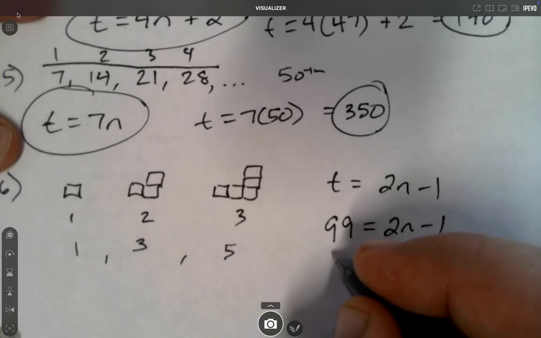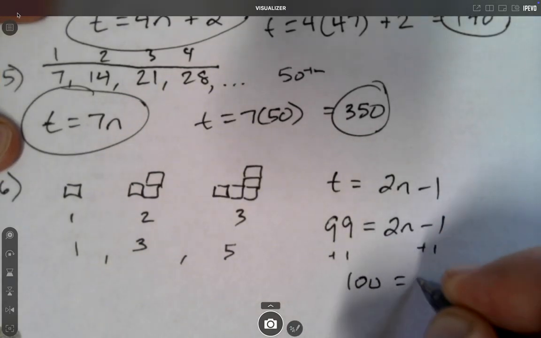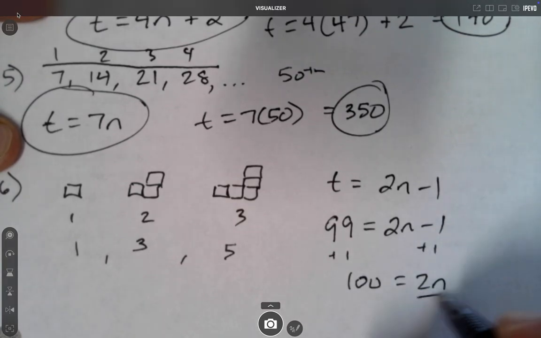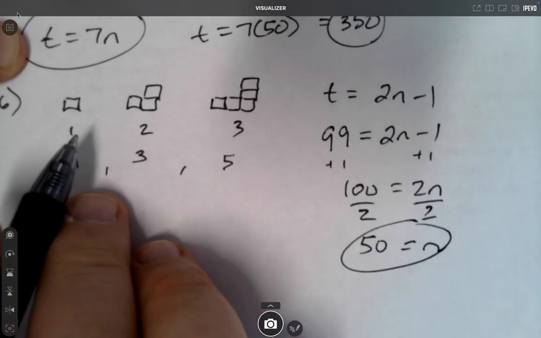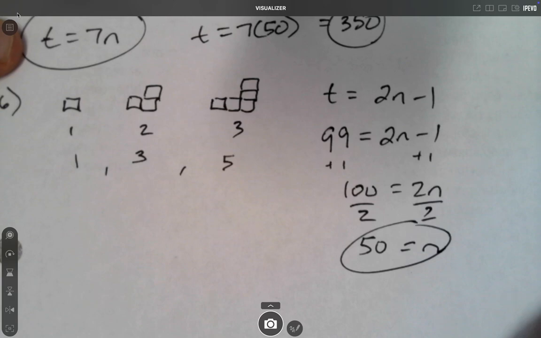We add 1 to both sides. We get 100 equals 2n. Then we divide both sides by 2, and we get 50. So the 50th term, or 50th figure in this pattern would have 99 squares.